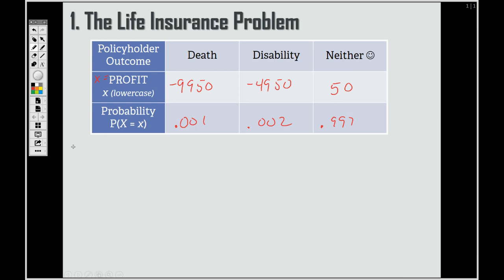So our expected profit is equal to the mean. Mean of X is E of profit here, or X equals profit, or E of X. And we take each individual X times its probability and we add them down. So it's this times this, plus this times this, plus this times this.